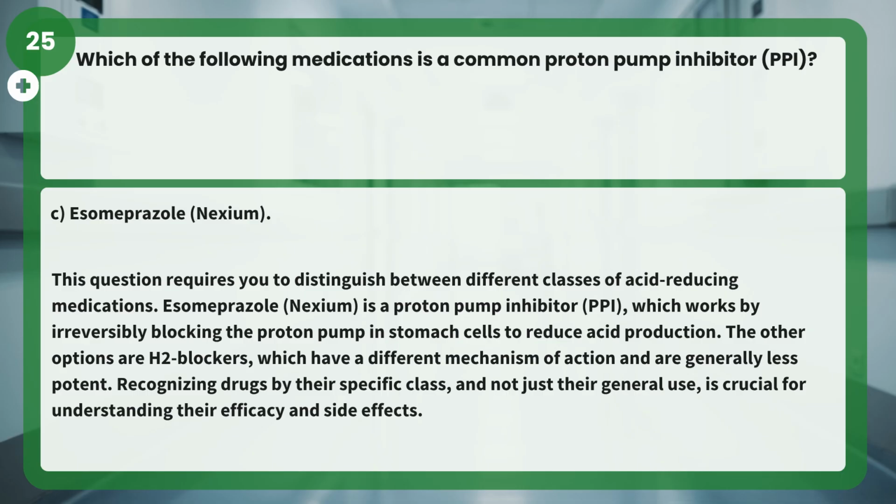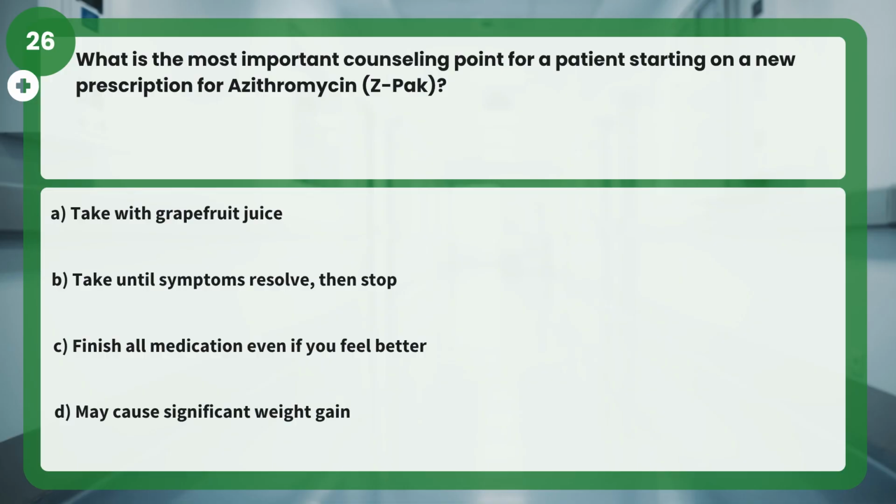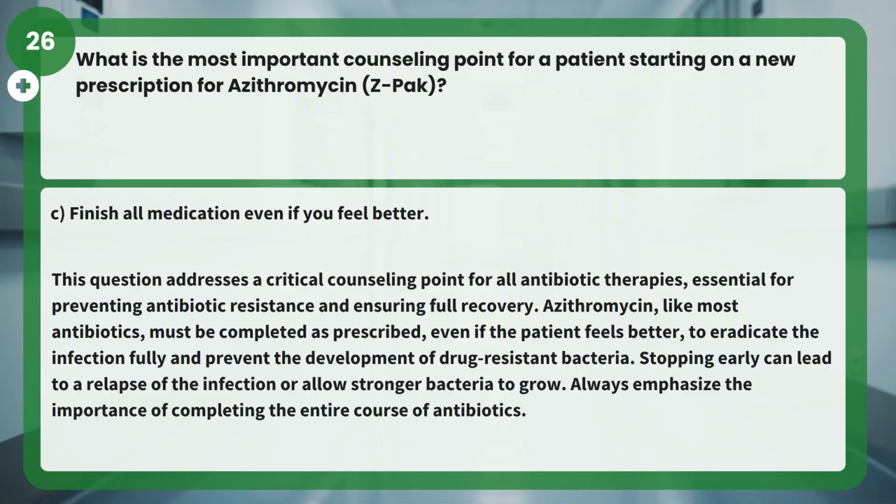Question 26. What is the most important counseling point for a patient starting on a prescription for azithromycin, Z-Pak? A. Take with grapefruit juice. B. Take until symptoms resolve, then stop. C. Finish all medication even if you feel better. D. May cause significant weight gain. Answer C. Finish all medication even if you feel better.